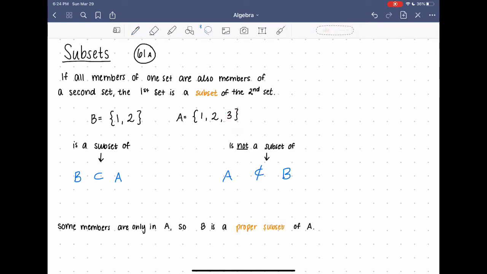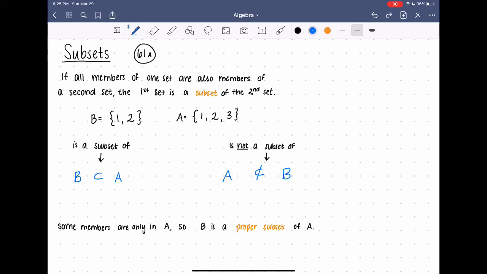Now we can also talk about proper subsets. So because there are some things that are only in set A, like this 3, I can say that B is a proper subset of A. That just means that set B can be properly contained in set A. It fits in there somewhere, but there are other things that are not a part of B.